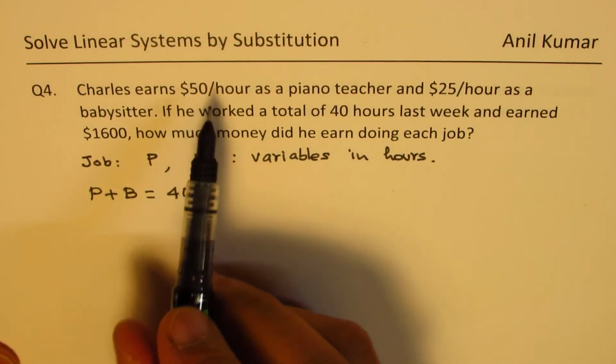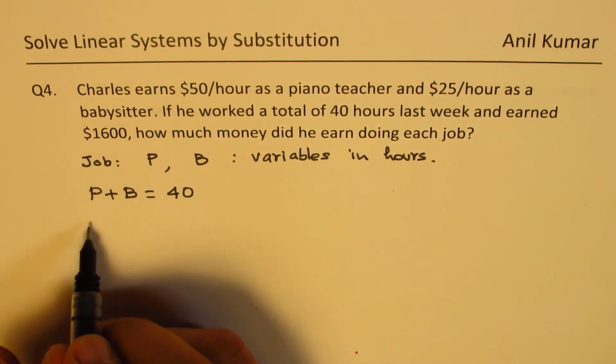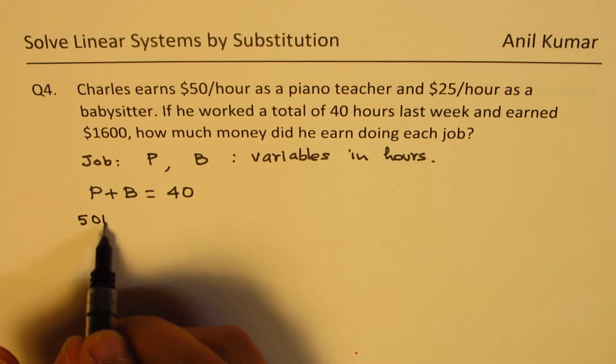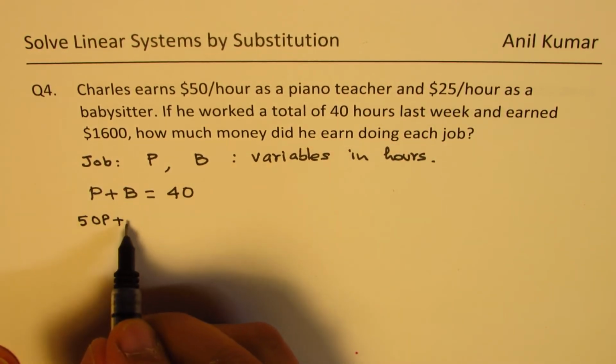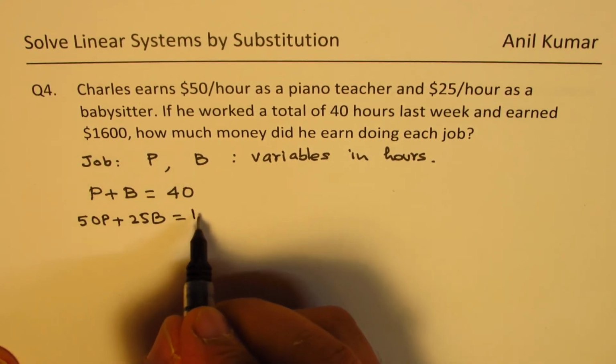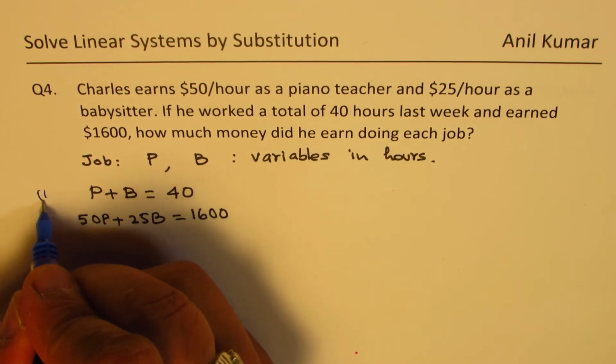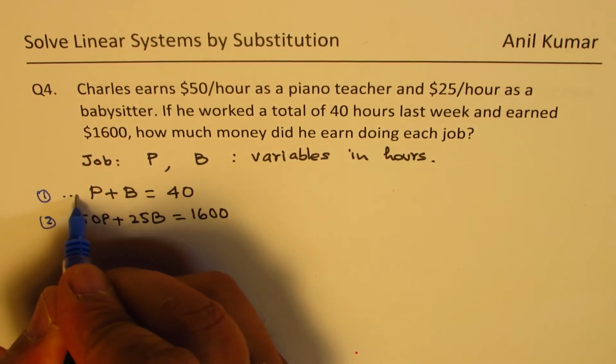The second one, you could always write as he earns $50 as a piano teacher. So, 50 times P plus 25 as a babysitter. So, 25 times B is the total earning, which is 1,600. Is that clear? So that is how we get both the equations this time.